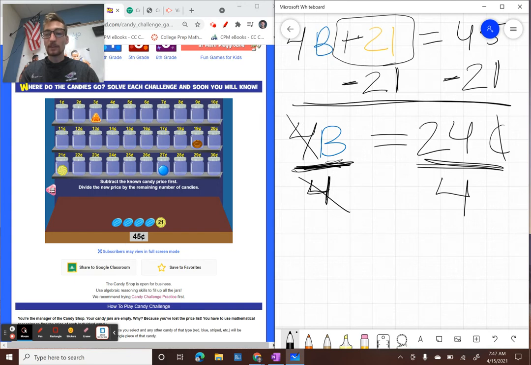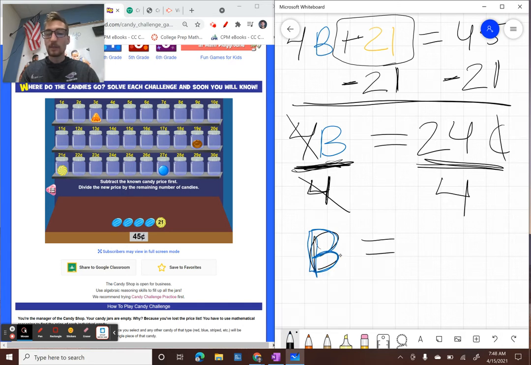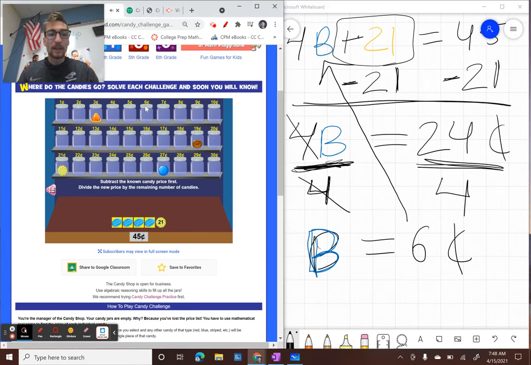So now it looks like B, which is the cost of the blue candy, so I'm going to do it in blue, equals 24 divided by 4, and that's 6 cents. So I just figured out that the cost of blue candy is 6 cents. I can plug it back into B in my equation. 4 times 6 plus 21, that does equal 45. So I feel confident about this. I'm going to click on the blue candy, click on 6, boom.